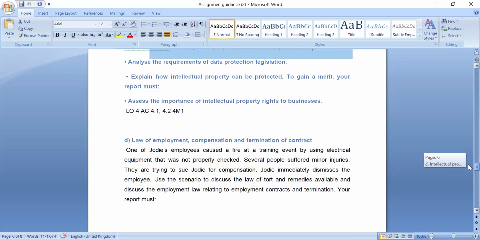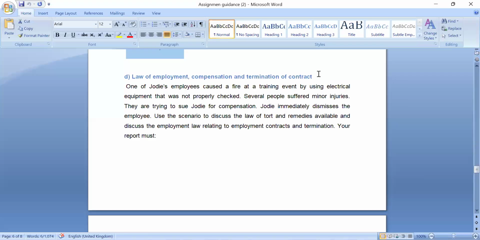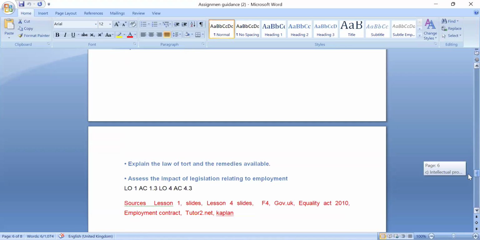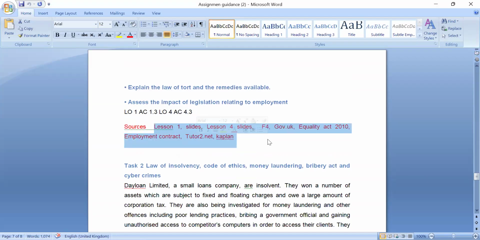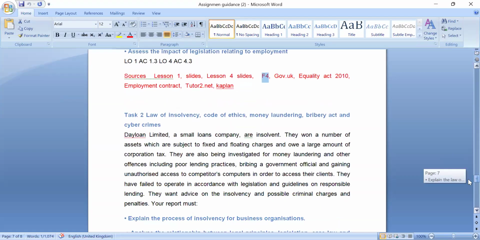Then you scroll down, this is your LO4, lecture 4 slides, go through the employment laws. If you scroll down, what is the contract, what is employment, implicit and explicit terms, 1.3, LO4, 1 and 4.3. This means you can open the lecture 4 slides and lecture 1 slides. So you've been given all the guidance. This came from the F4 ACCA exam as well, which is absolutely fine. Any book you can use.